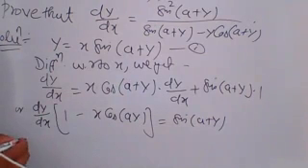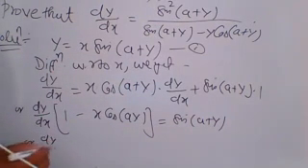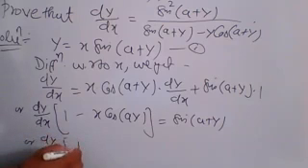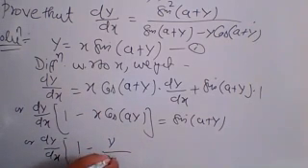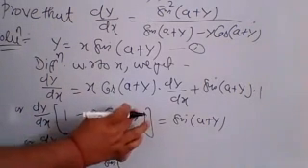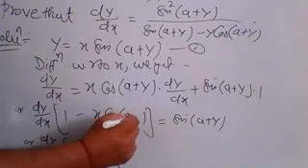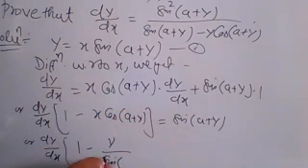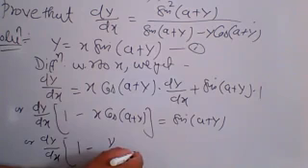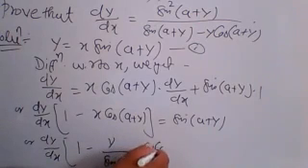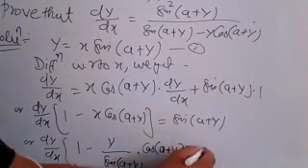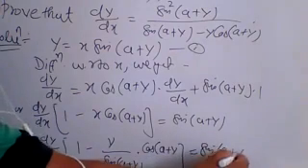So put it there. So you have dy by dx into 1 minus, the value of x is y upon sine of a plus y, into cos a plus y. Write it, cos a plus y is there. So y upon sine a plus y into cos a plus y, and is equal to sine of a plus y. Yes, note it.